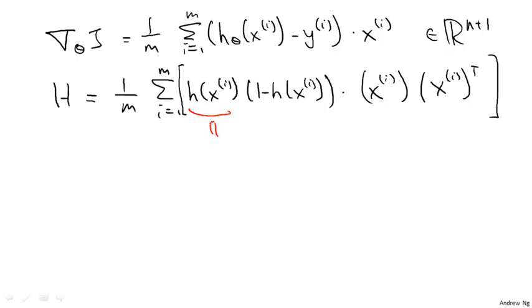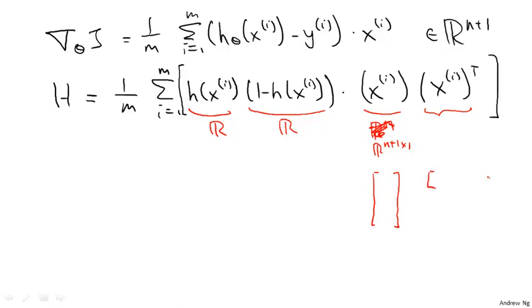That is a real number; it's the prediction of your hypothesis on xi. That is also a real number. This thing over here is going to be an n plus 1 by 1 vector, and this is going to be a vector transpose. So this is a tall vector, this is xi, and xi transpose is going to be a wide vector, in R of 1 by n plus 1.